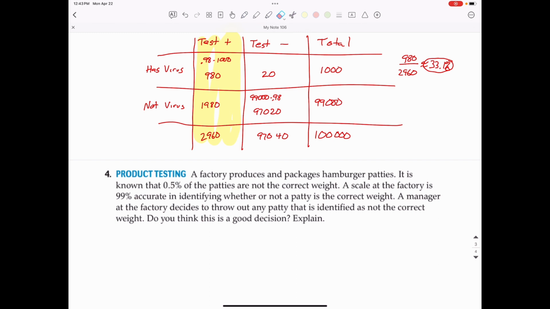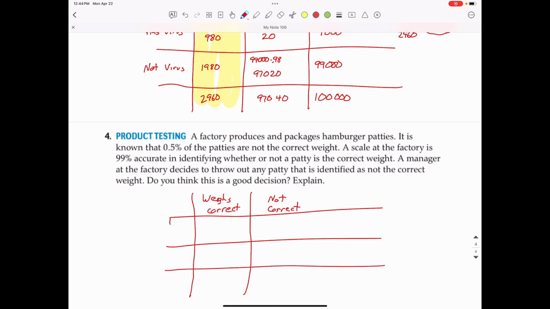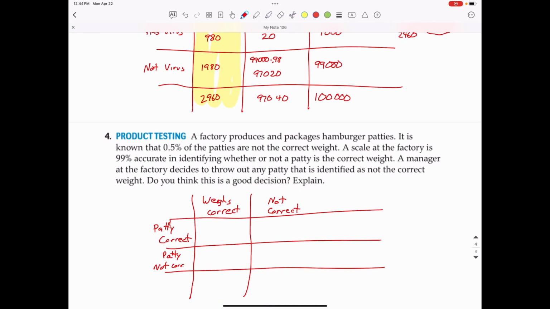This time instead of saying test positive and test negative, let's say it's going to be weighs correctly and does not weigh correctly. So weighs correct and not correct. And then our rows are going to be that the patty is actually correct, and then patty not correct. Okay, we will also assume 100,000 patties. That is just a very safe number to assume.